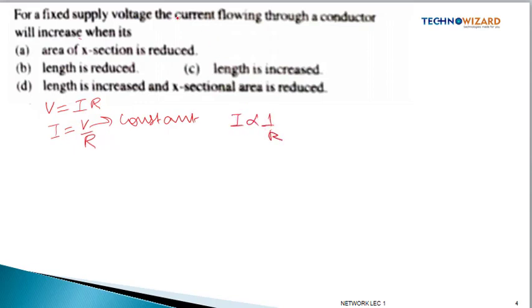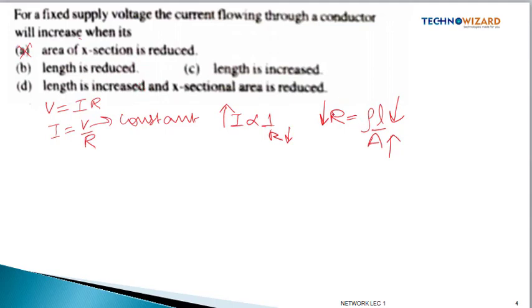It says the current flowing through a conductor will increase. So to increase the current, resistance has to decrease, and the formula for resistance is R is equal to rho L by A. To decrease the resistance, the length of the conductor has to decrease and the cross-sectional area has to increase. Let's have a look at the options now. Area of cross section is reduced. If we reduce the cross-sectional area, then resistance will increase. So this option is wrong because we want to increase the cross-sectional area in order to obtain a lower value of resistance.